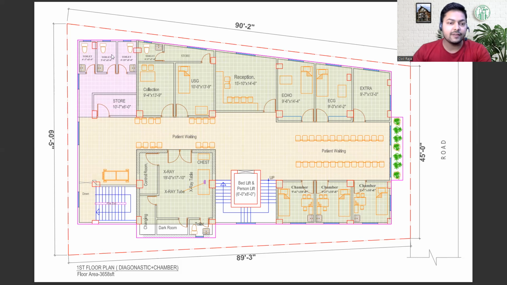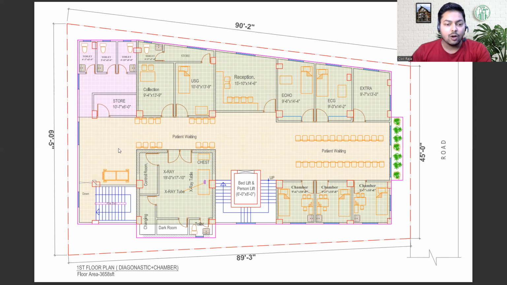So all the toilets have a decent space of 4 feet 3 inches by 8 feet. Okay, so normally the sizes are around that. This one is 5 feet by 8 feet. This one is 4 feet 10 inches by 8 feet. Okay, so according to the space available, we have designed all these things.